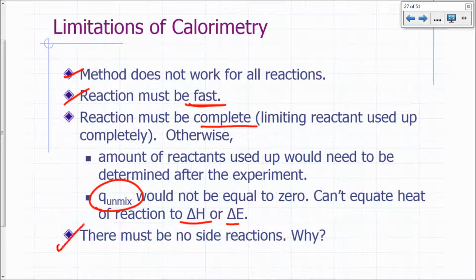So another condition is there must be no side reactions. Well, because if there's side reactions, then you wouldn't know what that overall heat measurement you made is related to. How much of it is due to this reaction? How much of it is due to the side reaction? So these are some of the limitations of calorimetry. It's not suitable for every reaction.